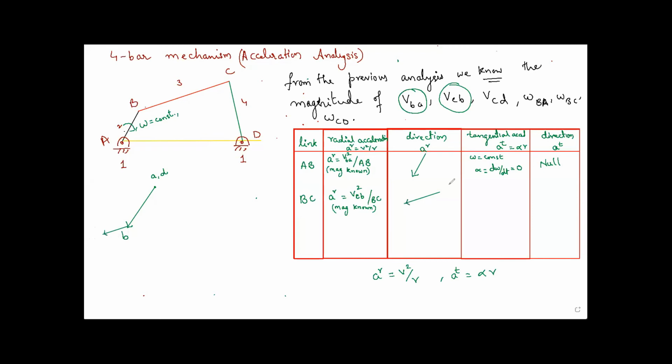Okay. And now, do we have alpha, meaning tangential acceleration? Definitely we have tangential acceleration, because we cannot assume that omega is constant for links 3 and 4. We only know that for AB, omega is constant. But for BC and CD, it's not mentioned anywhere. So there must be some tangential acceleration. But do we know the value of alpha? Alpha is unknown.